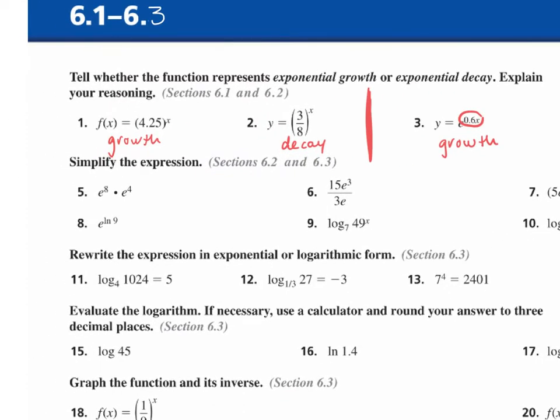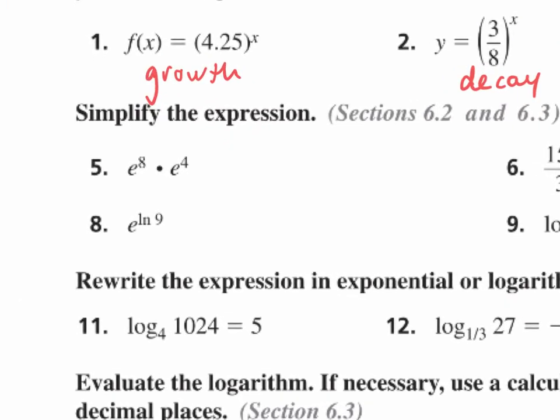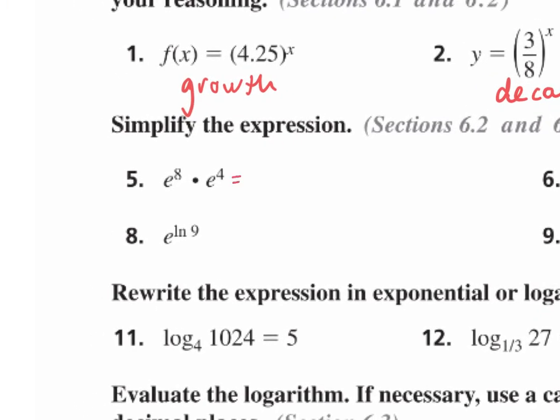All right, number 5. How do we simplify this? What do we do to combine them? Awesome. We add the exponents. So 8 plus 4 is 12. So e to the 12th power.